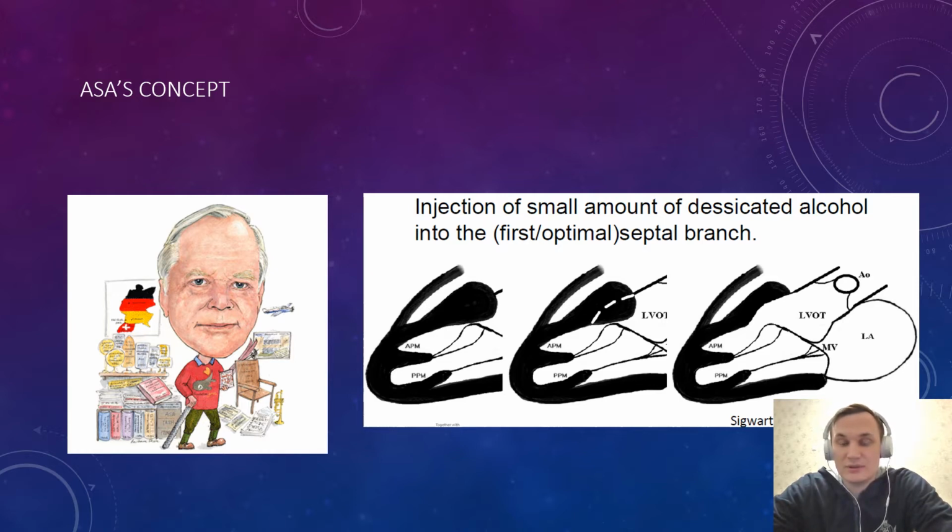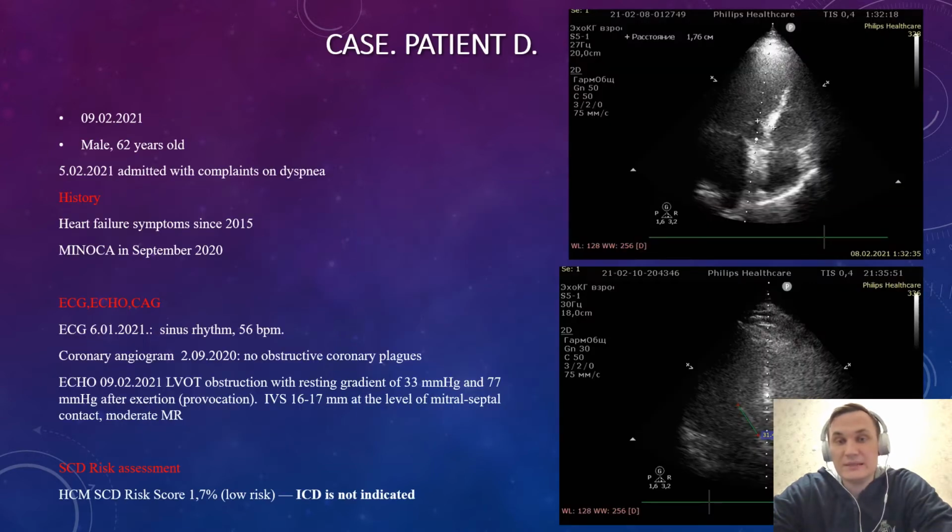Just a brief talk about the history: the first procedure was done in 1995 by Ulrich Sigwart, and the concept is drawn on this picture. During this procedure we inject a small amount of alcohol in the septal branch, and it causes necrosis in the basal septum. After that it becomes thinner, and it precludes the following obstruction and helps to remove obstruction completely.